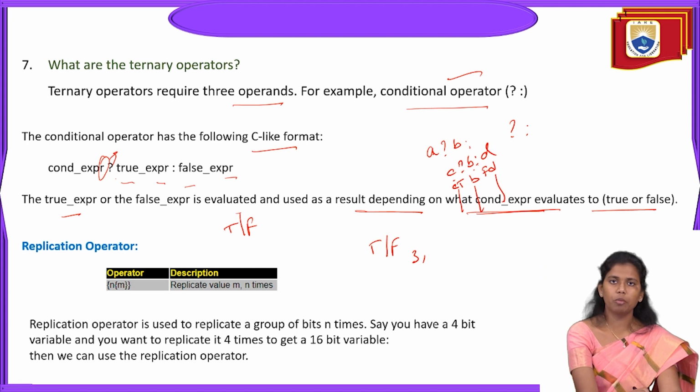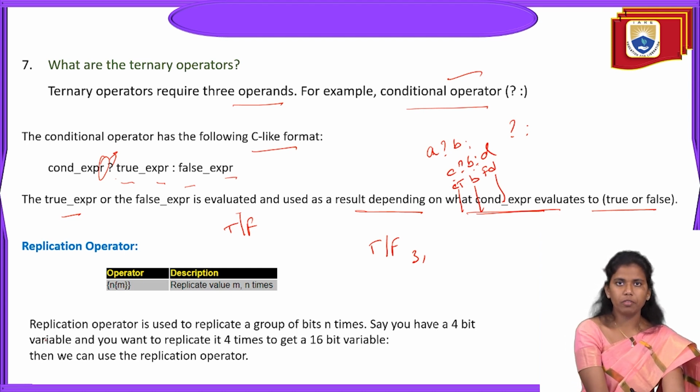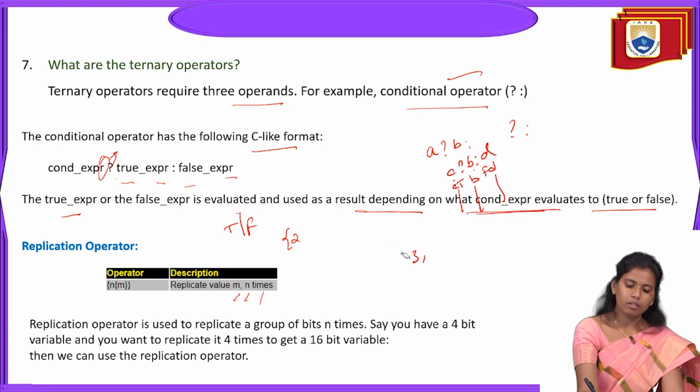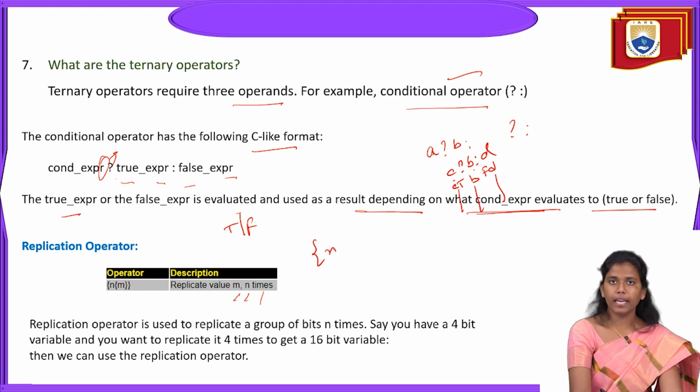So the replication operator: if you observe here, we have an operator and a description, replicate value n times. It replicates. So the replication operator is used to replicate a group of bits n times. Okay, a group of bits n times.